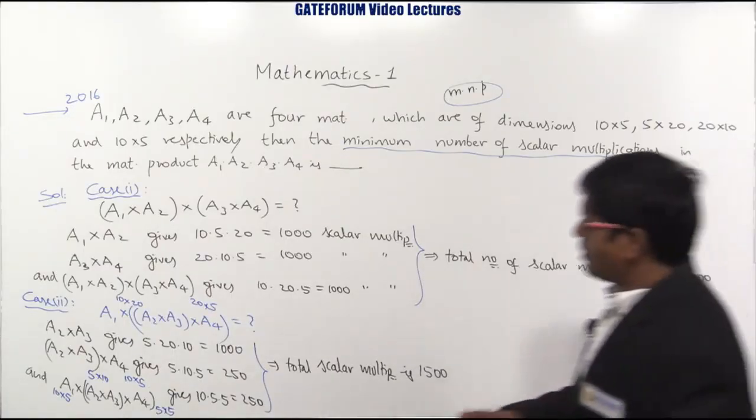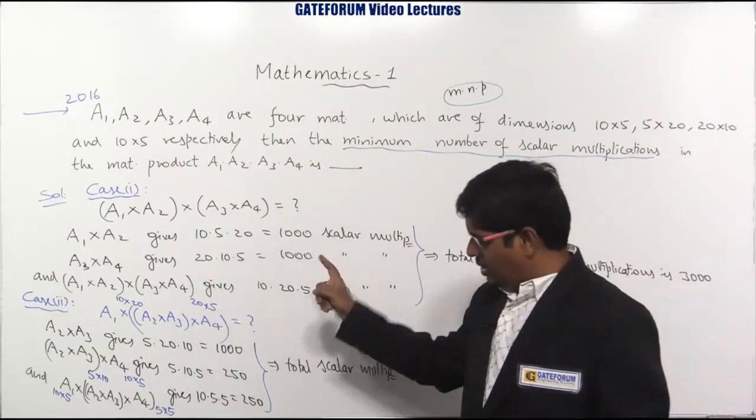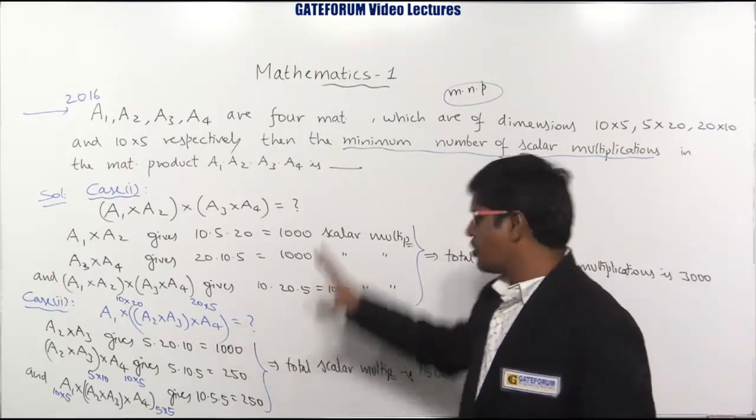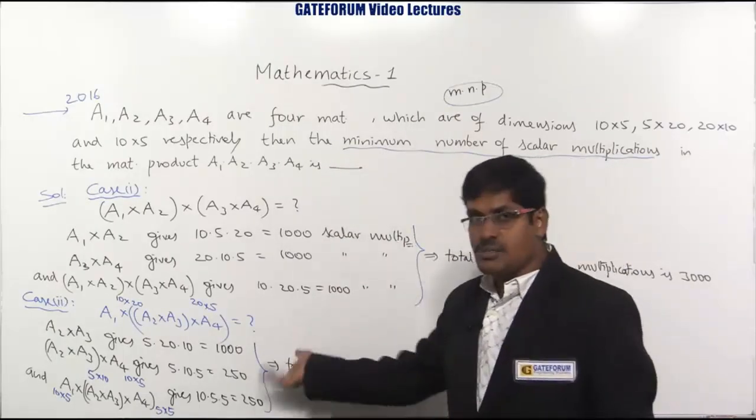Final: 4 matrices multiplied in any order. First is A1, second is A2, third is A3, fourth is A4. You will get a single matrix answer in any case. But the number of scalar multiplications may change.